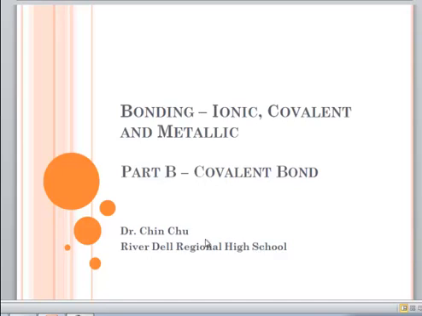Hello everyone, and now I'd like to continue the discussion about bonding. What is holding the materials together? You're going to learn the second type of bonding, called covalent bonding, in this section.